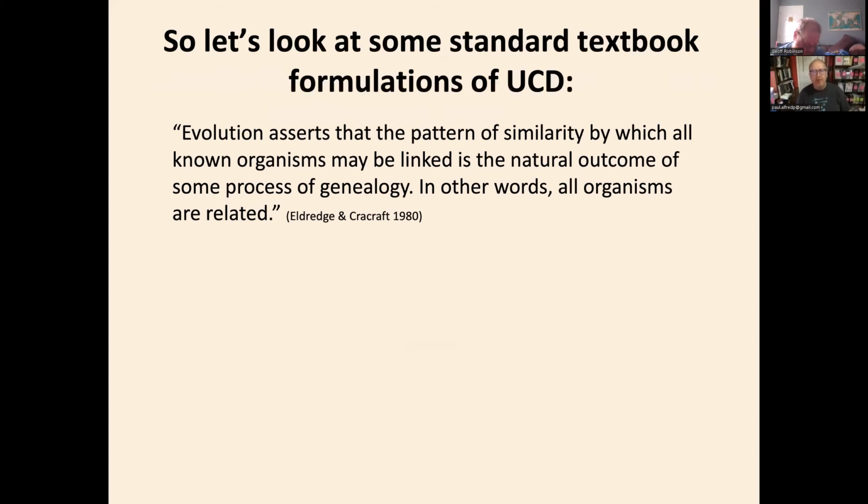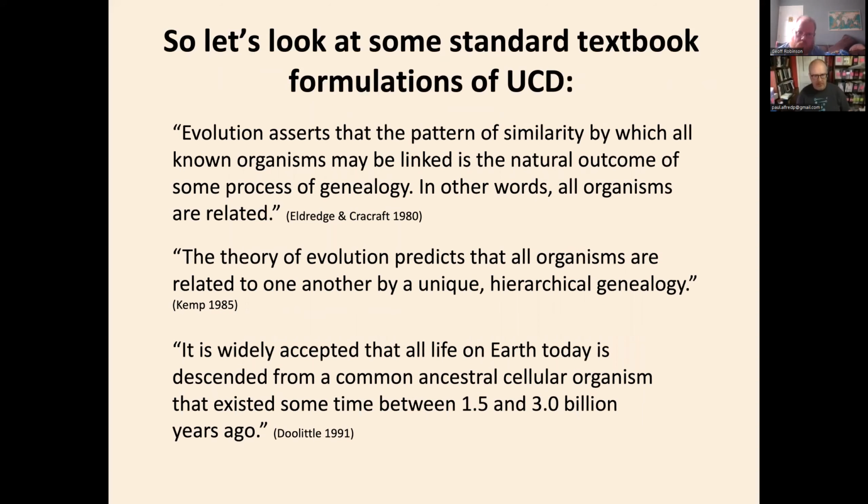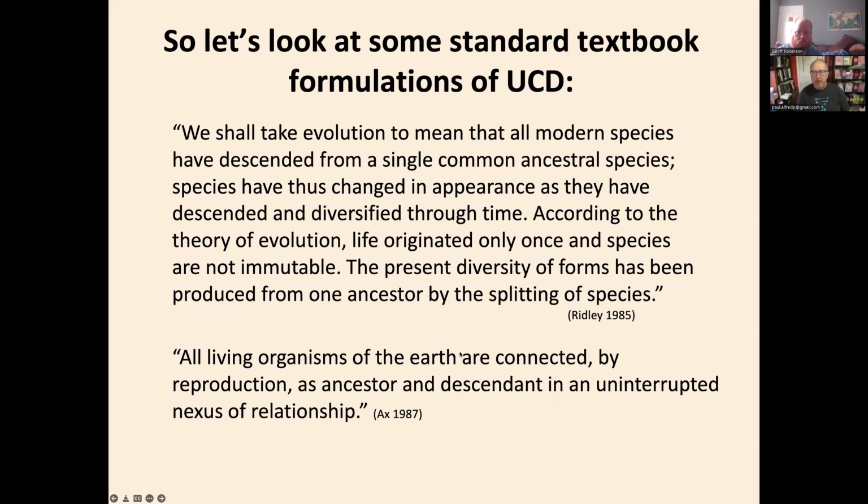So let's look at some standard formulations. Here are three from textbooks that I used, or excuse me, the first two are textbooks. This is from a scientific article by Russell Doolittle in 1991. And notice the theory can be expressed very quickly, right? In a couple of sentences, there it is on the page. All organisms are related to one another, and so forth. All life on Earth. Here's another pair, again, from textbooks that I used as a graduate student. Notice the modifier here, all. So we're making, again, that universal claim, all organisms on Earth.